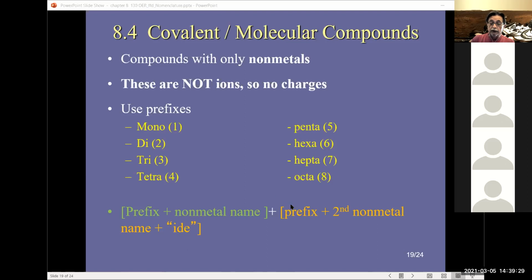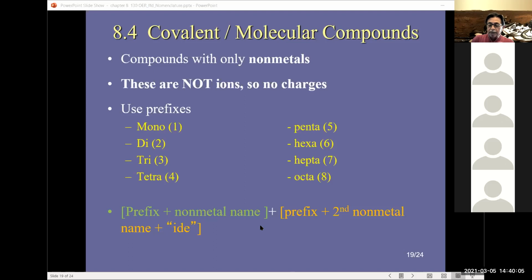Okay, so how do we do that? Well, first part in green, if it needs a prefix, you put a prefix plus the non-metal name, okay? And then we follow that by the prefix if necessary, and then follow that by the second non-metal name, and we add the IDE. The IDE comes along just like we did in ionic compounds. So oxygen becomes oxide, be it in covalent compounds or be it in ionic compounds, okay?